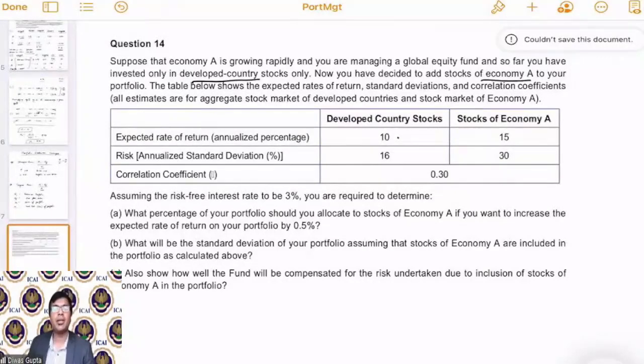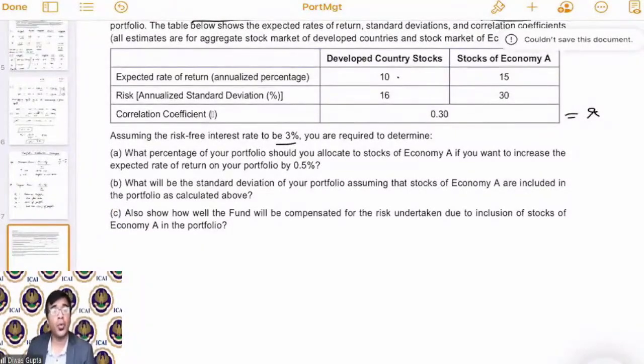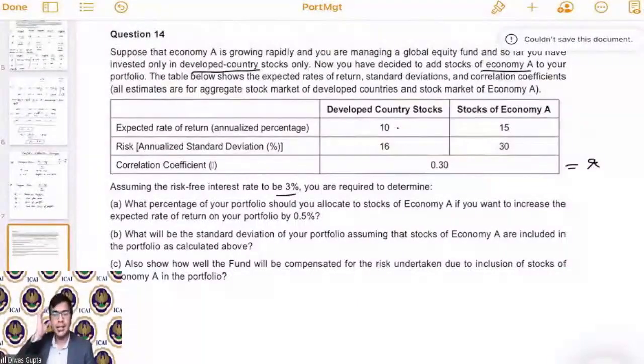Now the correlation coefficient between both of them, which is R for us, is given as 0.30. Now they are saying that the risk-free rate of return is 3%. You are required to determine, number one, what percentage of your portfolio should you allocate to the stocks of economy A? Because the entire question is saying that we are in the process of including economy A into our portfolio, correct? So the first question is a very valid point. What percentage are you planning to allocate to economy A if you want to increase the expected rate of return on your portfolio by 0.5 percentage?